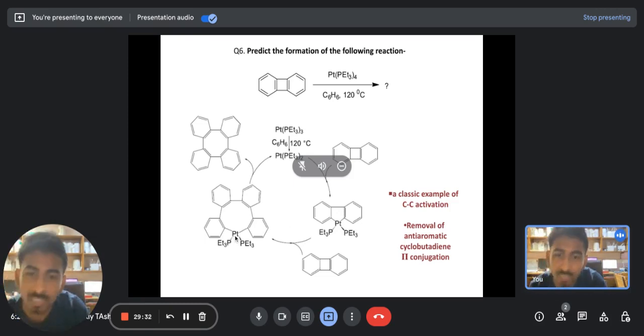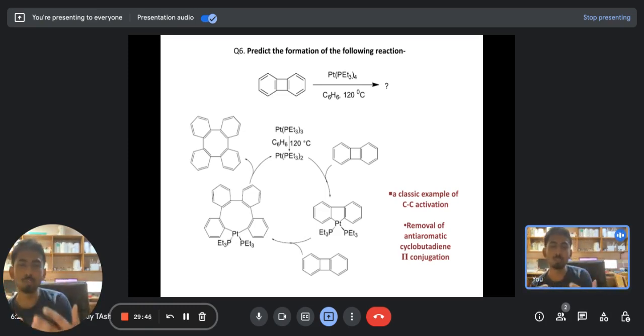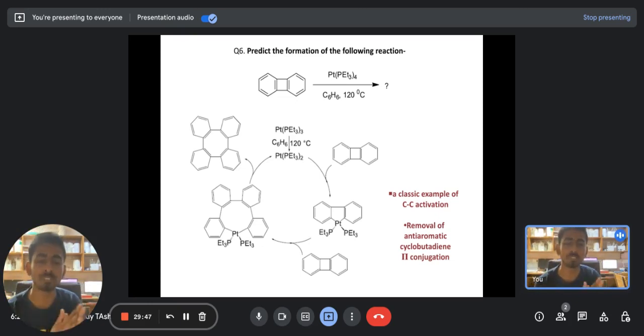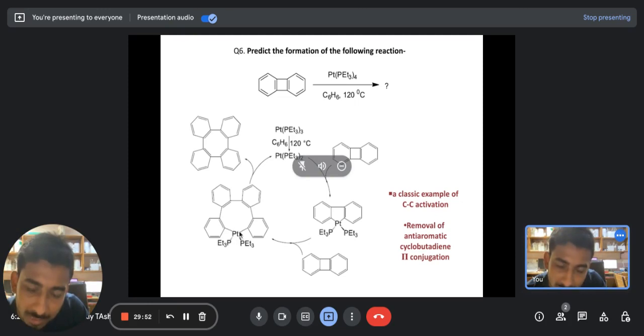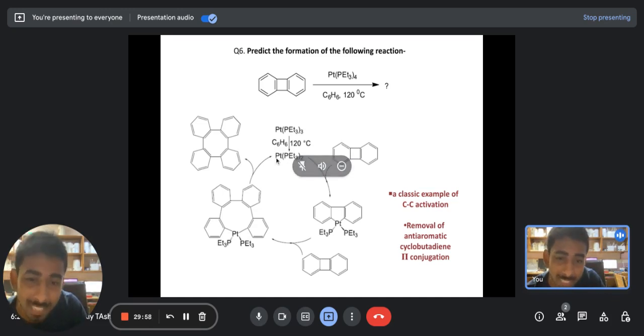Now the only possibility that can happen here is the reductive elimination. Reductive elimination, oxidative addition, beta hydride elimination or migratory hydride insertion, these are some basic reactions that will be very helpful for you to understand the basic principles of organometallic chemistry. Now what will happen here? The platinum(II) compound will undergo reductive elimination, and it will give back the catalytically active species platinum(0) PEt3 twice, and this compound will be produced.